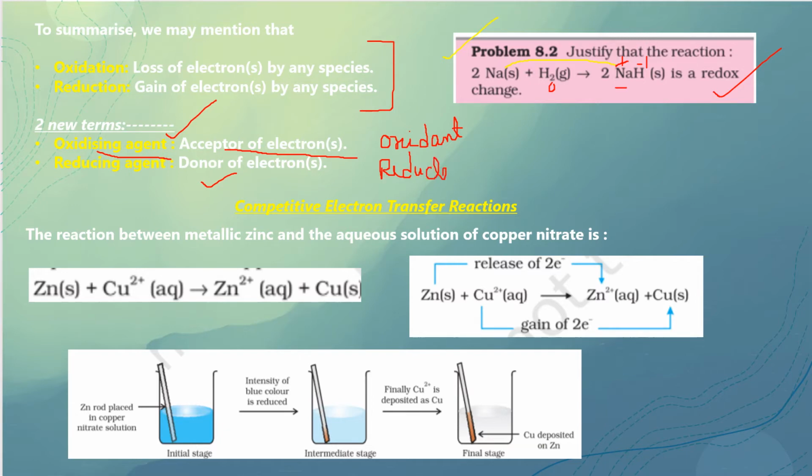So whenever I have to identify oxidant and reductant in a redox reaction, I'll simply identify first what is getting oxidized. Like in this reaction, I have seen sodium is getting oxidized. So Na becomes the reducing agent and hydrogen is getting reduced. So H2 becomes the oxidizing agent because it is taking the electron from sodium, only then sodium is getting oxidized. That's the concept. So remember it. Competitive electron transfer. The term may be new, but the concept is not new.